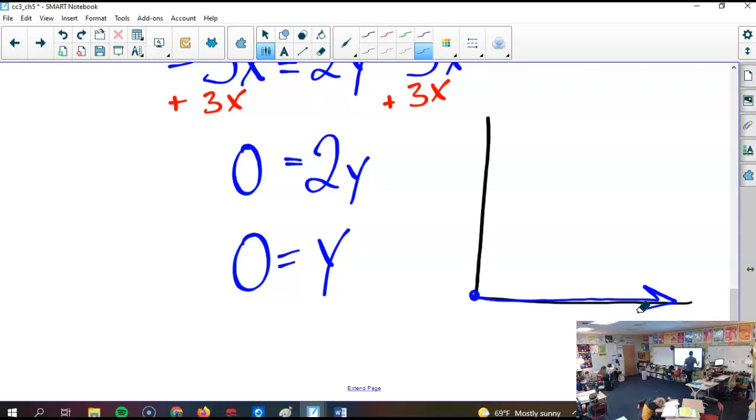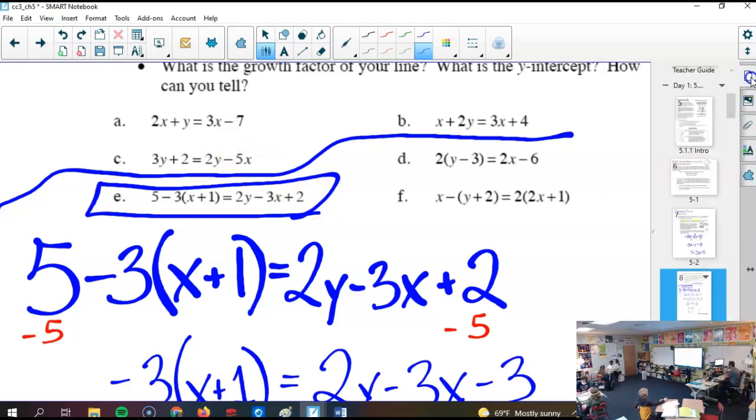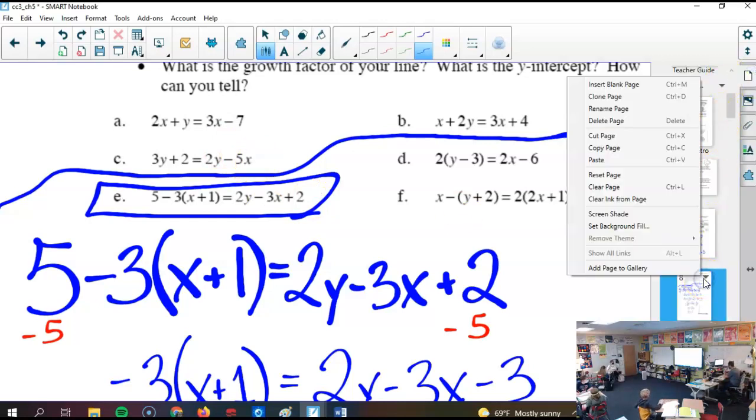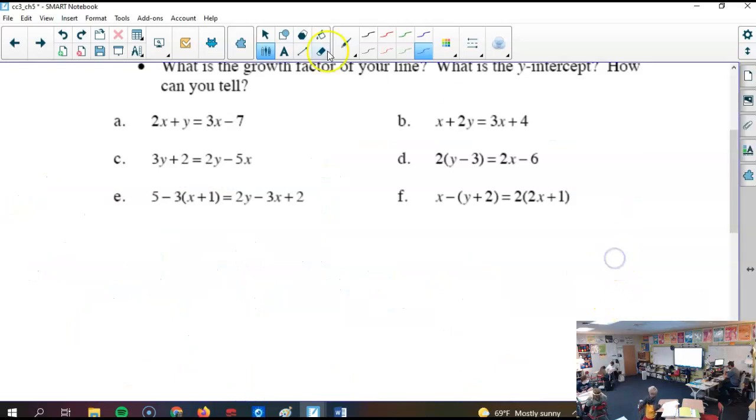One more that we'll do together. Try F. I can clear the ink off my page more easily if I come over here. The easiest. What do we think is the best idea?